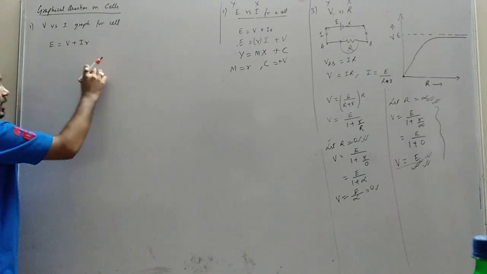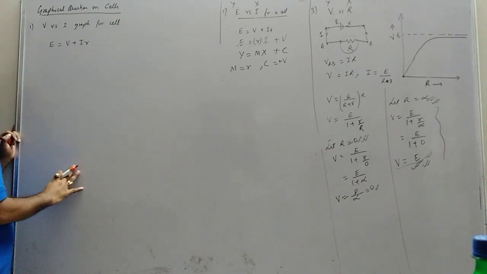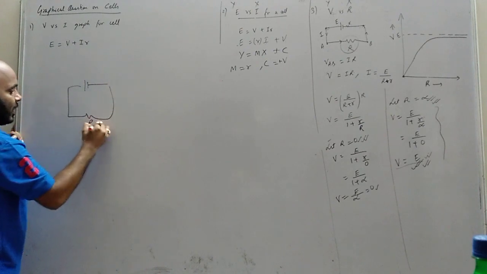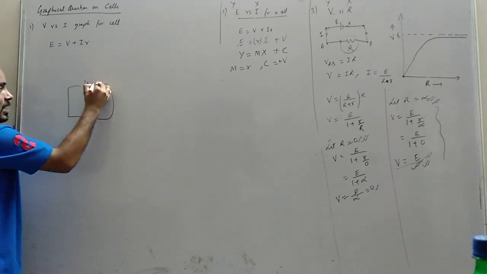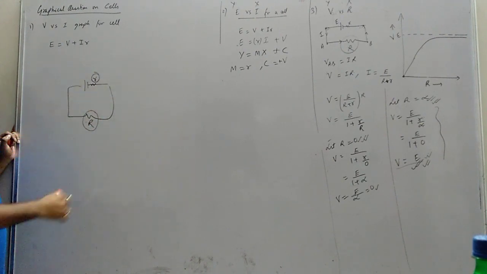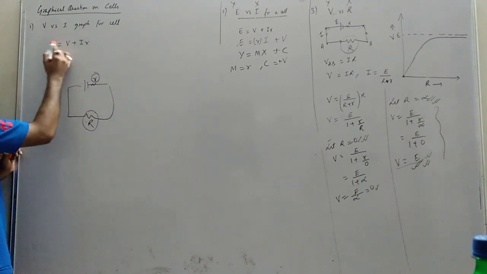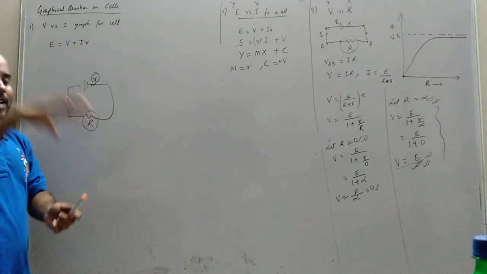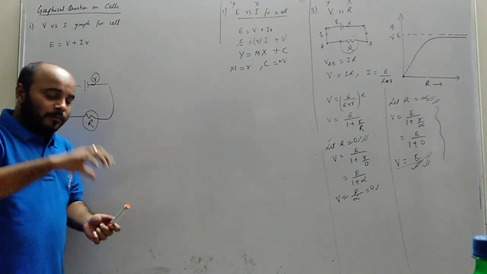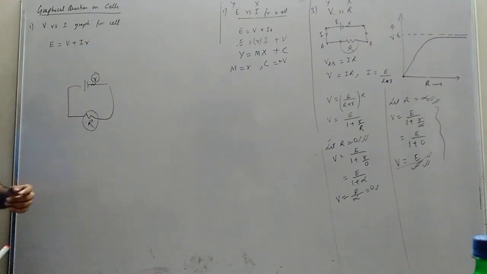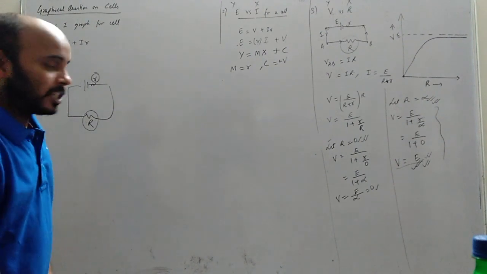Now, when I connect a cell to a circuit, for example, a circuit of external resistance R, and the cell has internal resistance r. If I change this external resistance, will the internal resistance change? No. Cell EMF and r are fixed. They depend on the construction, what type of electrodes we use, what type of electrolyte we use. That means E and r are constant. You understand this? E and r are constant in this expression.